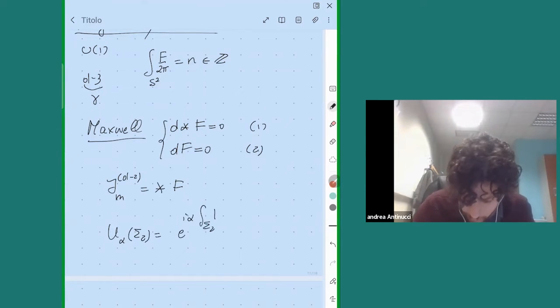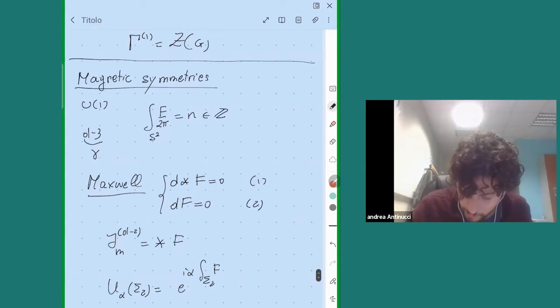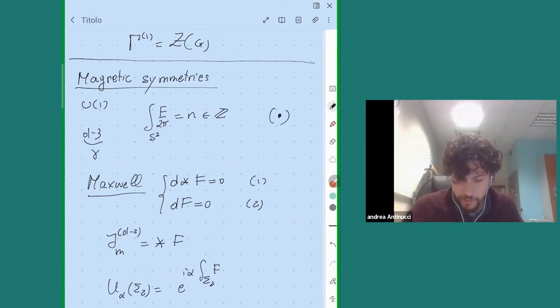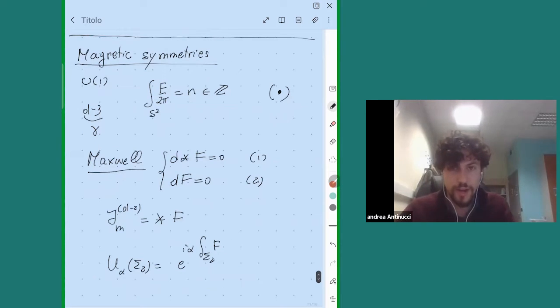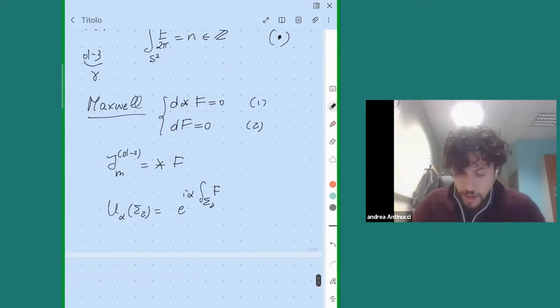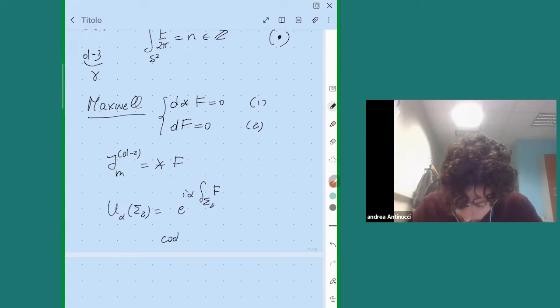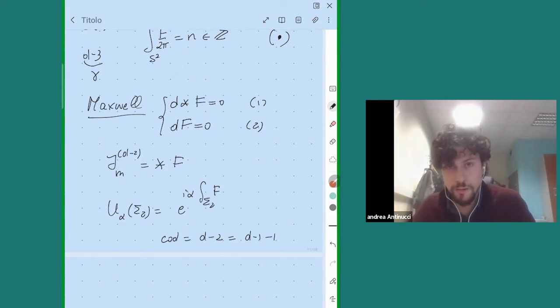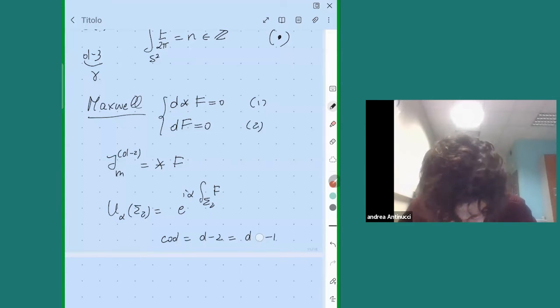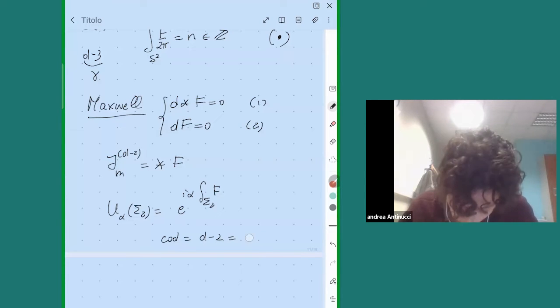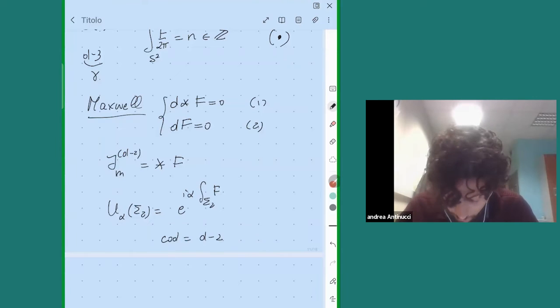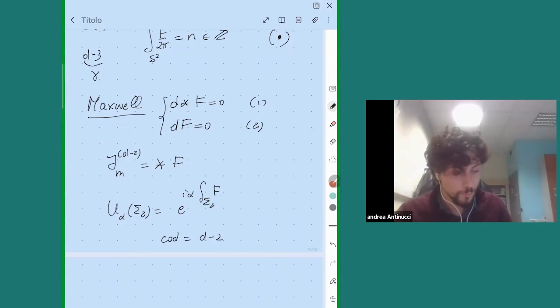So you just integrate F. So notice that this is precisely, in a certain normalization, this equation that I wrote here, in the sense that this operator is measuring the magnetic flux. And this topological operator is of codimension D minus 2, which can be written as D minus 1 minus 1. Sorry. Yes, of course, this equation is true, but no, sorry, it is of codimension 2. Yes, sorry. Of codimension D minus 2 is of dimension 2.